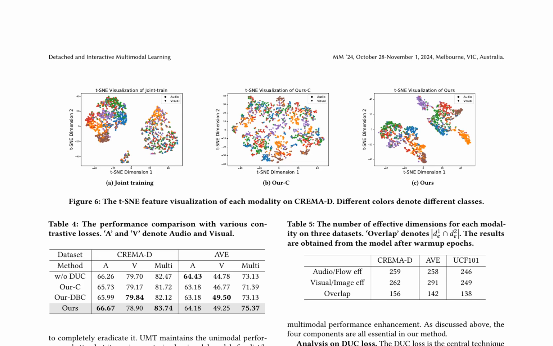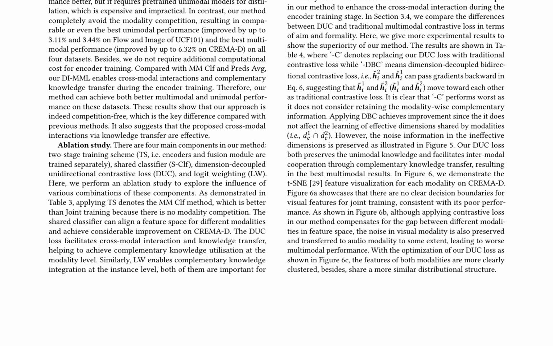A critical component of DI-MML is the dimension-decoupled unidirectional contrastive loss, DUC loss. Analysis reveals its superiority over traditional contrastive losses, leading to enhanced cross-modal interaction and knowledge transfer. This is achieved by decoupling the dimensionality of the contrastive loss, allowing for more effective learning across modalities.